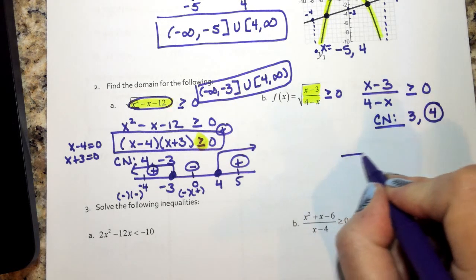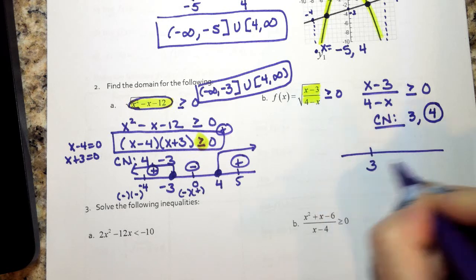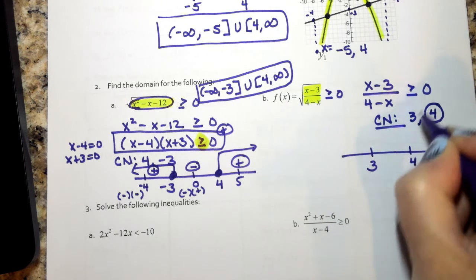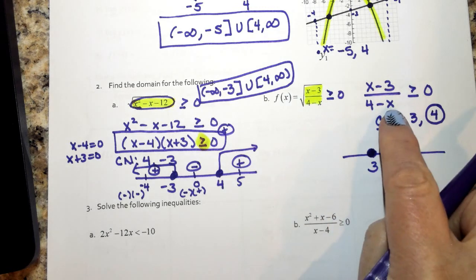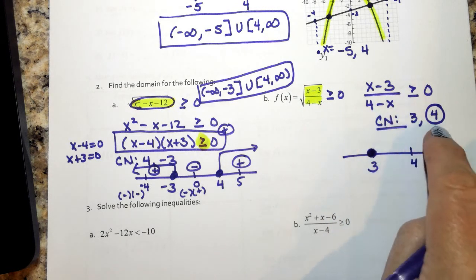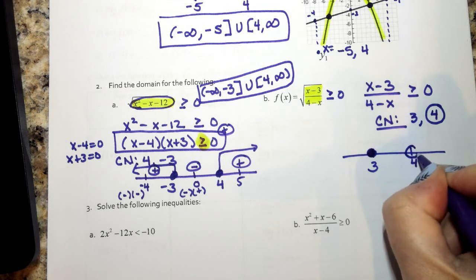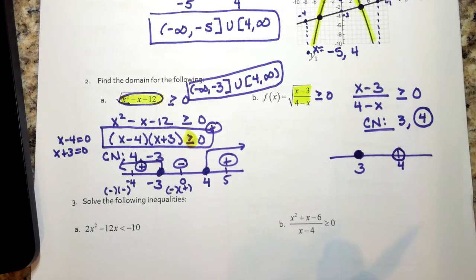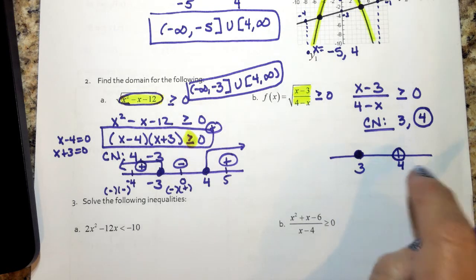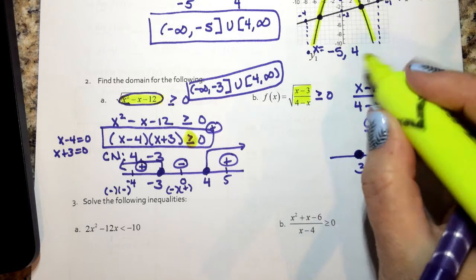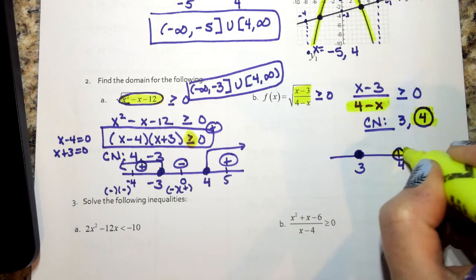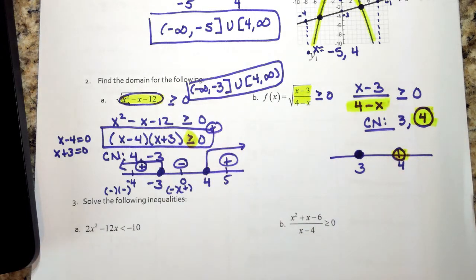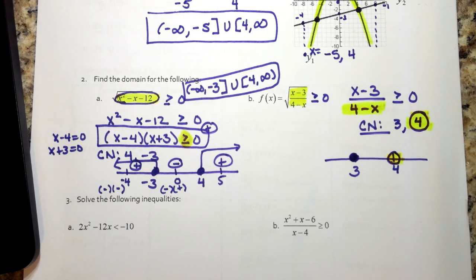So when I go to set up my number line, there's 3, there's 4. Again, I am going to include 3 in my solution set because that's where this fraction is equal to 0. However, at 4, this is where the fraction would have a 0 in the denominator. So 4 is going to make it undefined. So it's just a boundary marker on the number line test. So anytime you're dealing with a rational function, whatever critical number comes from the denominator will always have an open circle because we're not going to include it in our final solution set.